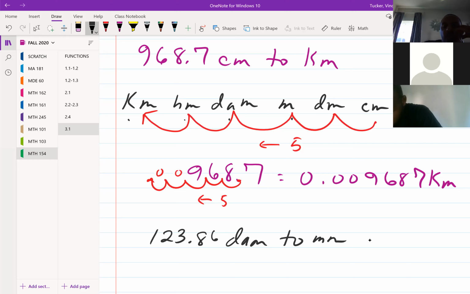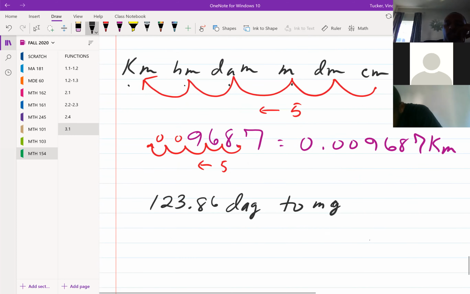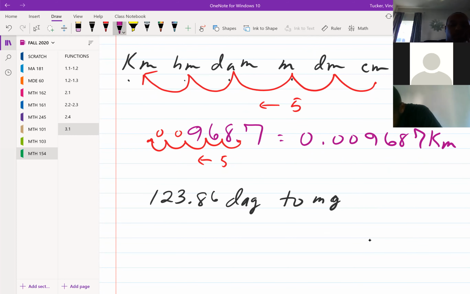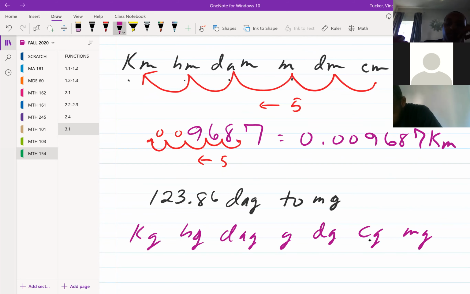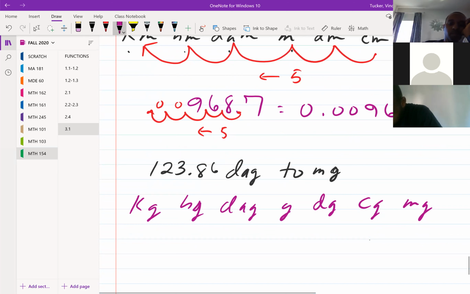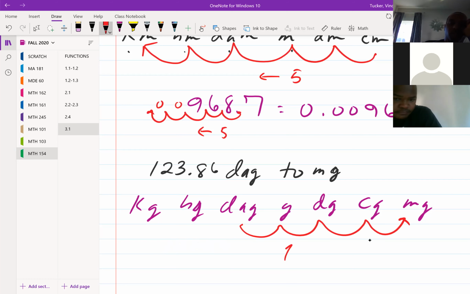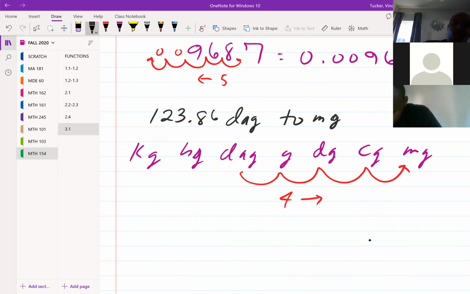So if I want to go 123.86, not meters, let's go decagrams to milligrams. So if I decide to set up my measurements: kilograms, hectograms, decagrams, grams, decigrams, centigrams, and milligrams. You start off in decagrams and go 1, 2, 3, 4 to the right. Take your decimal, 1, 2, 3, 4 to the right. And just like before, use zeros as placeholders if you don't have enough spaces to cover the movements.